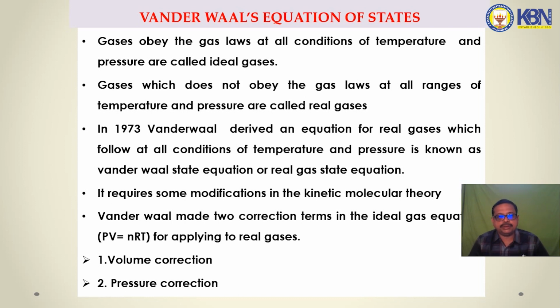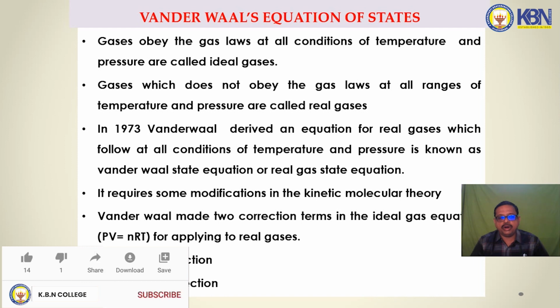So the next concept is the van der Waals equation of state. Gases that obey the gas laws at all conditions of temperature and pressure are called ideal gases. Gases which do not obey the gas laws at all ranges of temperature and pressure are called real gases. In 1873, van der Waals derived an equation for real gases which follow all conditions of temperature and pressure, known as the van der Waals equation of state, or the real gas equation of state.